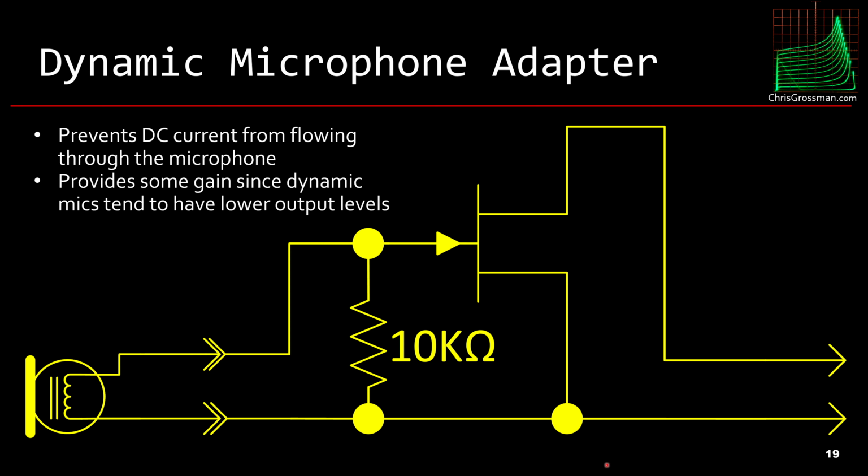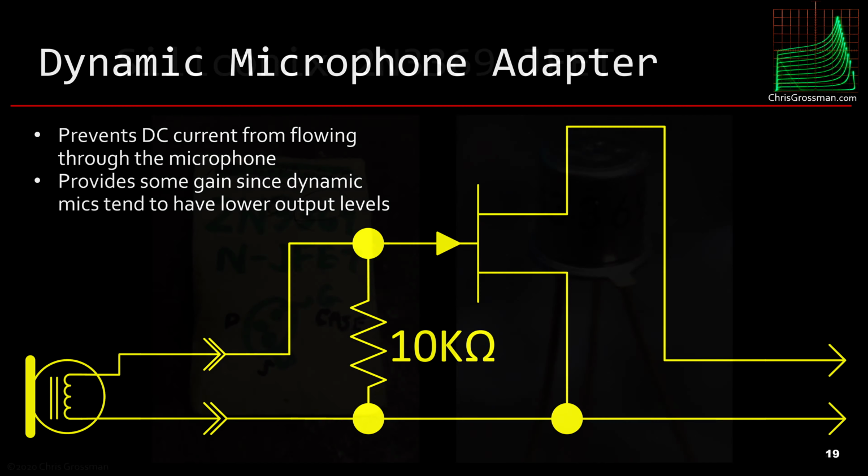And it provides some gain, since dynamic mics tend to have lower output levels. Now I could put a parallel resistor and capacitor in here if I wanted to, but that lowers your possible swing range, and I don't really have the room in the case, which I'm going to use for additional parts.